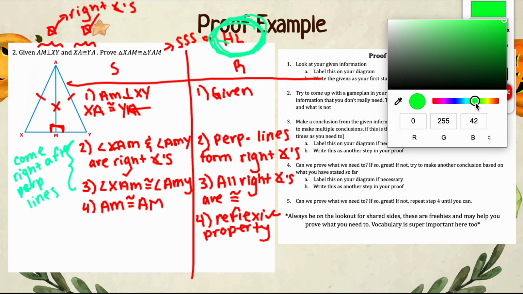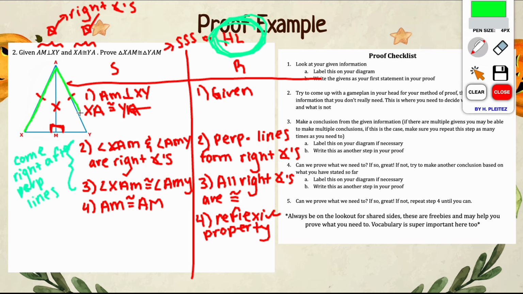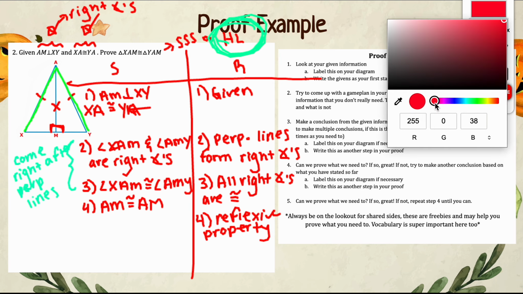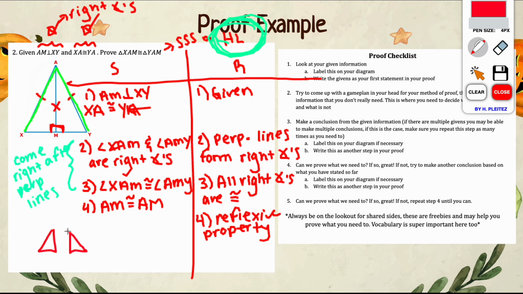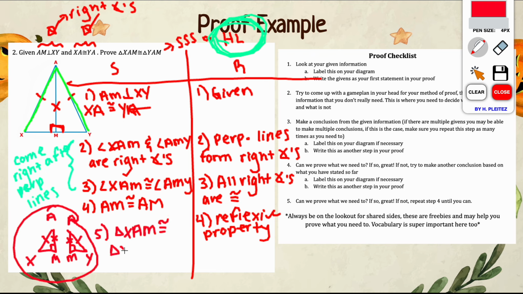Well, first thing I'm noticing is that I have right triangles. My hypotenuses are congruent, and then again, it might help to draw these two triangles separately here, because it might give you a better view of what is going on. So again, we have our hypotenuses congruent, and then we also have these two sides, AM is congruent to AM, right? So if you look at this diagram here, you can kind of see, hey, my hypotenuses are congruent, and one of my legs are congruent as well. Now, if you go back to the definition or the explanation of HL, that's exactly what it states. So I can use HL now to say, hey, triangle XAM is congruent to triangle YAM.